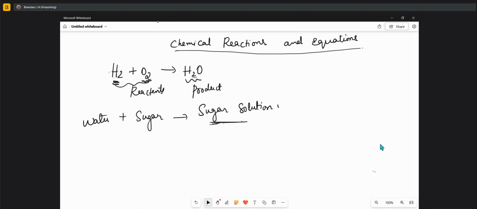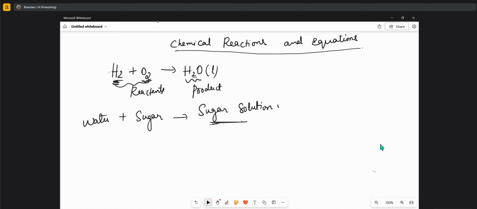For example, hydrogen plus oxygen, you will get water. Here, hydrogen and oxygen are gases, but water is a product which is a liquid. So there is a change in state in this reaction.